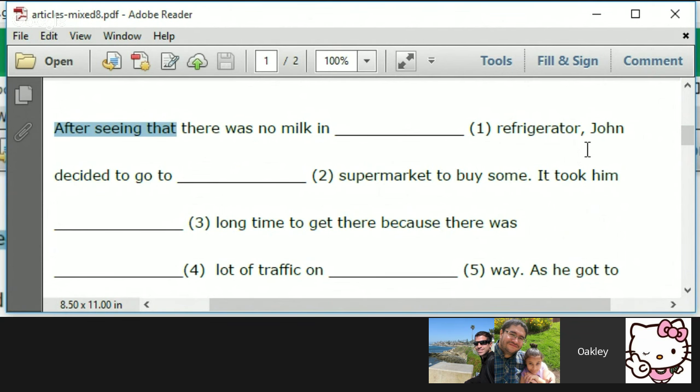Refrigerator, okay. John decided to go to the supermarket to buy some. There's no milk in the refrigerator. Why the refrigerator? It's the specific refrigerator in John's house. Some people have more than one refrigerator, but basically the understanding is there's only one. So John most likely has one refrigerator in his house, and that's specific.